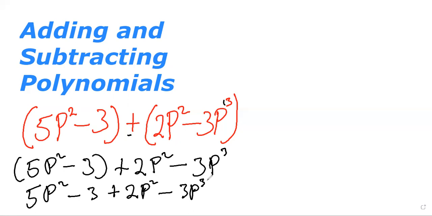I'm going to see if they have similarity, something in common, and group them to one side, right? So right here, this is p squared, and right here we have another p squared. But this is 5p squared, this is 2p squared, okay? So what I'm going to do, I'm going to be having 5p squared. Then I'm going to bring this 2p squared close to the 5p squared, okay? But mind you, before I bring that, the sign in front of this 2p squared is plus. I'm going to say plus 2p squared, right?